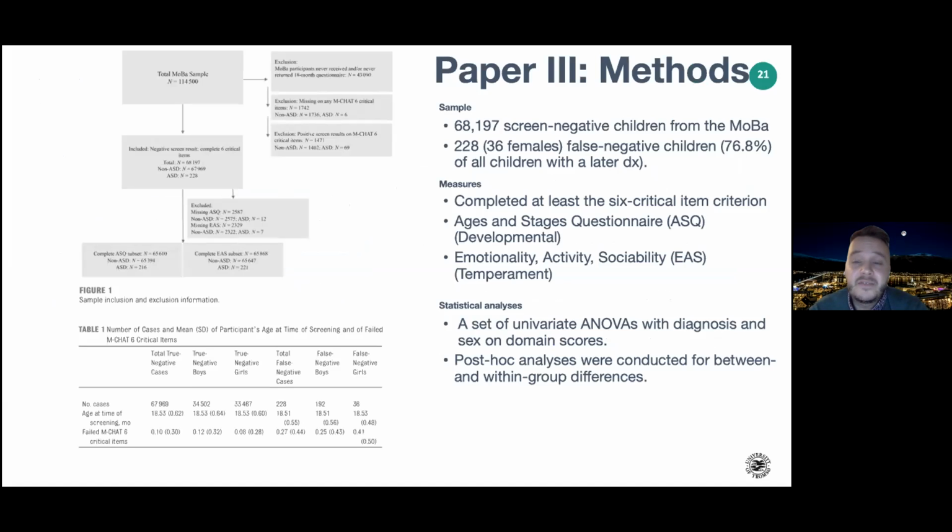So there is a very high number of what we call false negatives. 76.8% of all kids later diagnosed anytime in childhood with autism were screening negative on the MCHAT. Actually, there was no concern raised by the MCHAT.